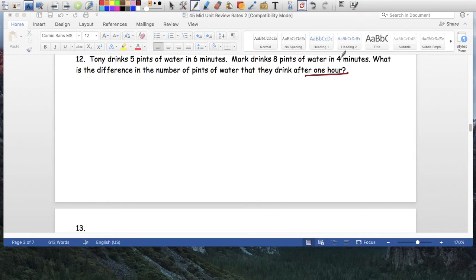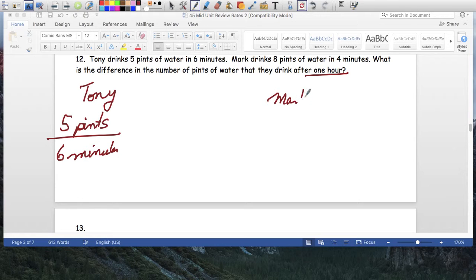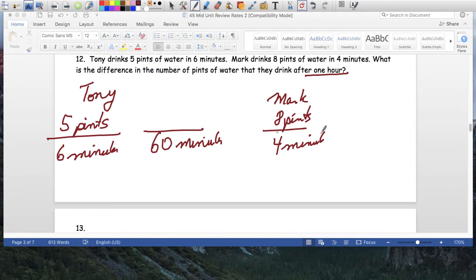1 hora es la misma cosa que 60 minutos. Times what? Times 10. Times 10. 50 pints. So, Tony en 1 hora toma 50 pints. Aquí es times 15. Times 15. Y 8 por 15 es 120 pints. 120 pints en 1 hora. ¿Quién toma más después de 1 hora? Mark. ¿Cuántos más? Bueno, Mark toma 120 pints. Tony toma 50 pints. ¿Cuántos más sería? Entonces sería 70 pints más después de 1 hora. After 1 hour.